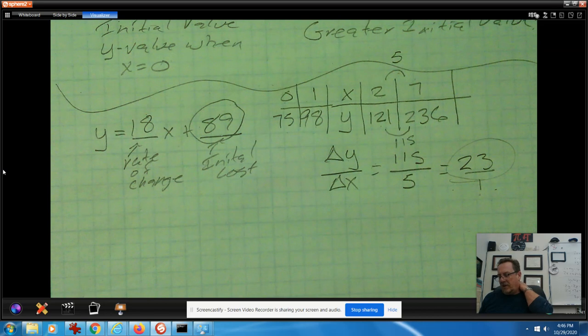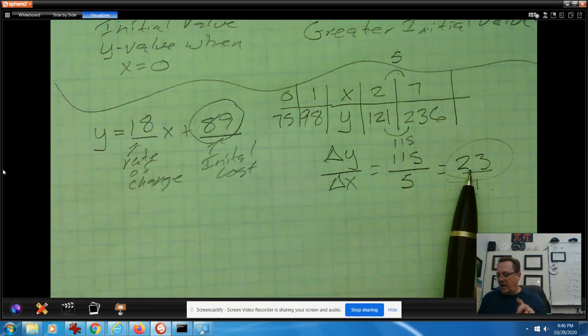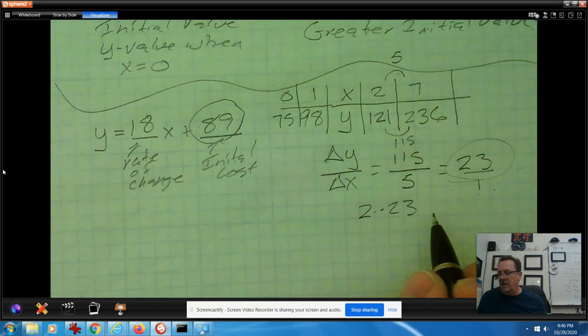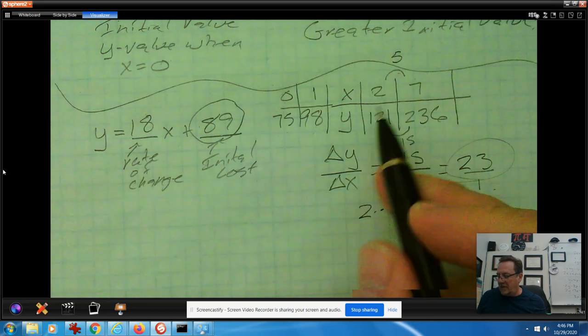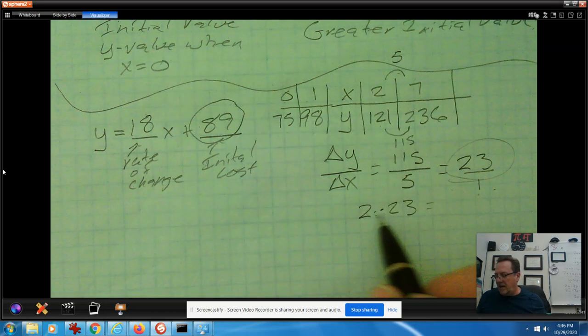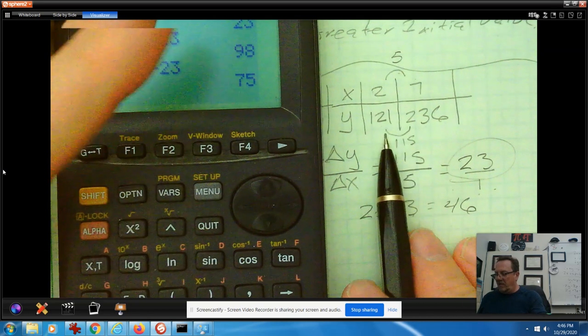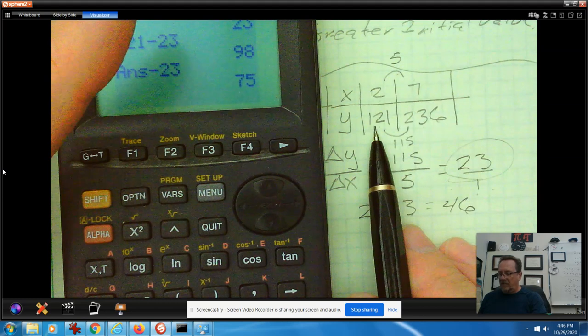The other way to think about this too is, well, suppose I'm sitting here at 2. I know that in order to get to 0, that's going to be a change of 2. And so I could take 2 times 23, since I know that for every change of 1 in x there's going to be a 23 change in my y, which means if my x changes by 2 to get to 0, my y is going to have to change by 46. So you could say, all right, I'm starting at 121, but I know when I go down by 2 to get to 0, I'm going to have to subtract 46 from 121.